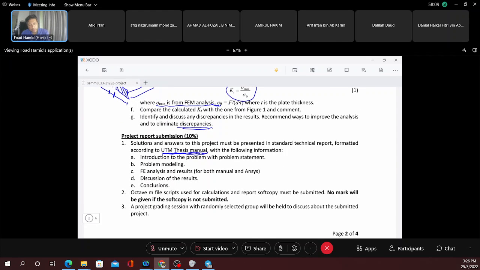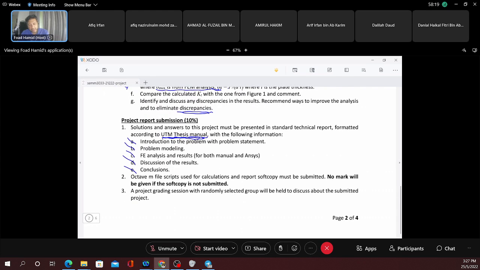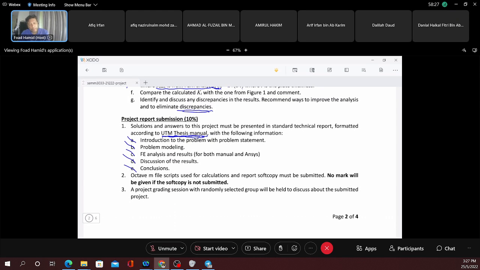So these are the topics: introduction, problem modeling, FE, discussion, and conclusions. These are basically the chapters in your report. Octave files used for calculation, and the report soft copy must be submitted. No mark will be given if the soft copy is not submitted. I need to see the soft copy. How can I mark if there is no soft copy?